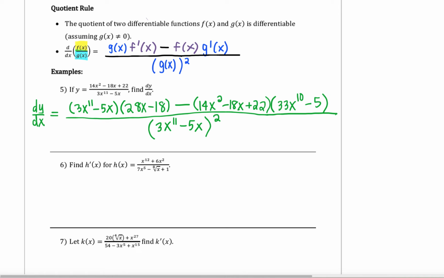Let's go ahead and look at example number 6. So here, h of x is equal to x to the 12th plus 6x squared, all over 7x to the 5th minus the 8th root of x plus 1. Now, similar to some of the examples we saw with the product rule, we're going to need to first rewrite the original function so that we can use the power rule on each of these individual derivatives. In the numerator, I don't need to rewrite anything. In the denominator, the only piece we need to worry about is that 8th root of x. Well, we can rewrite that as x to the 1/8th power, and then we still have that plus 1.